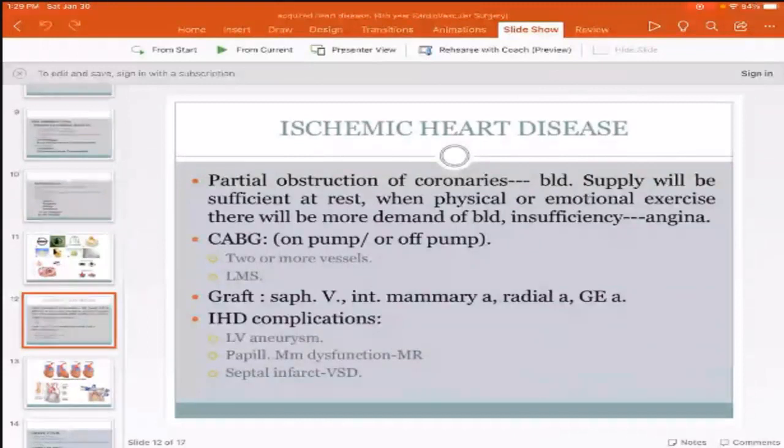Now, it always needs intervention. Either we do a PCI, percutaneous coronary intervention, or maybe use a CABG, coronary artery bypass graft. Now there are many rules always between the medical and surgical sides, the cardiologist and cardiac surgeon. They say this should be indicated for a CABG, and that one indicated for a PCI.